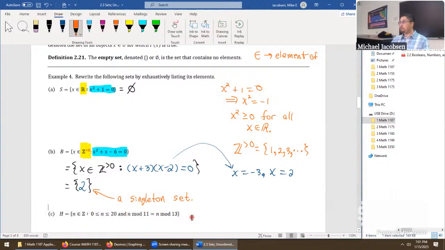Here we'll combine some modular arithmetic and build out the set H. H is, I guess, a harder example. But any questions at all, folks, before we go off to part C?